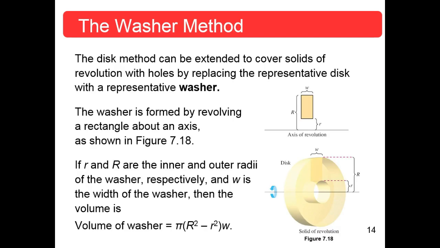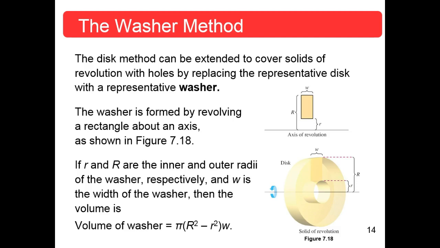The disk method can be extended to cover solids of revolution with holes by replacing the representative disk with a representative washer. So let's say we have our rectangle up here, but now the axis of revolution is not going to be on the base of it, which would make a disk, but it's going to be down here. So when you revolve this around like this, you have a hole in the middle, okay? And that forms what we call a washer, okay? Well, if you talk about the volume of that washer, then it's the volume of this disk minus the volume of that disk. Yeah, well, that's all you have to do is subtract off another volume from it.